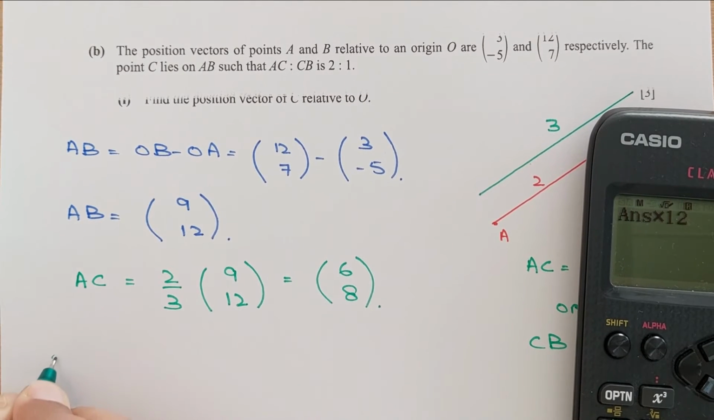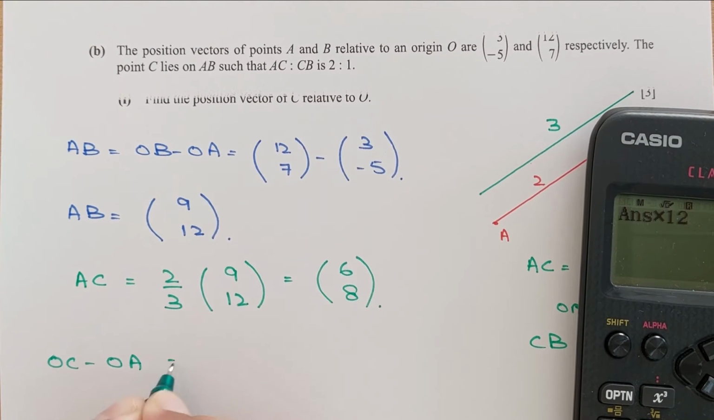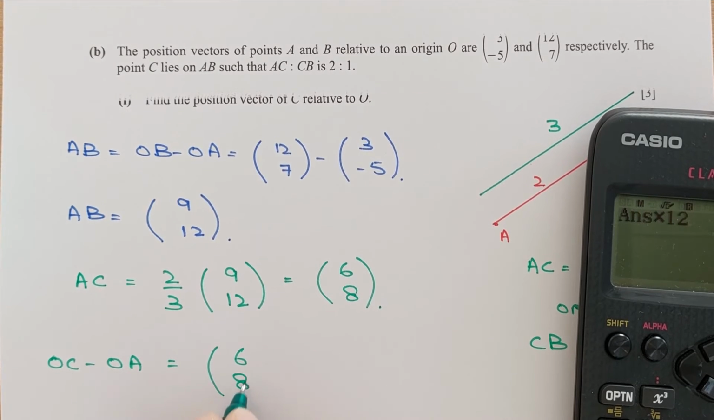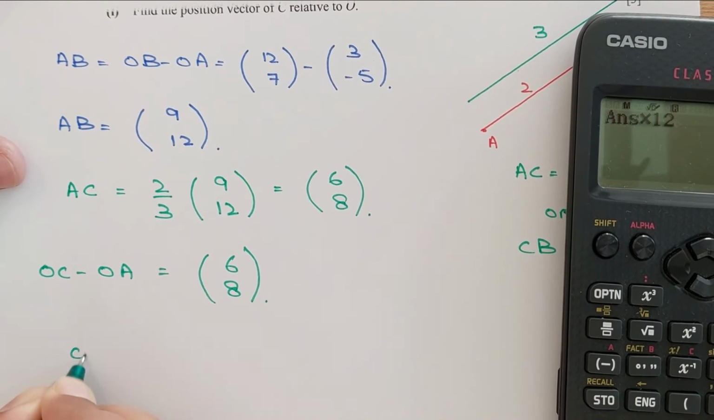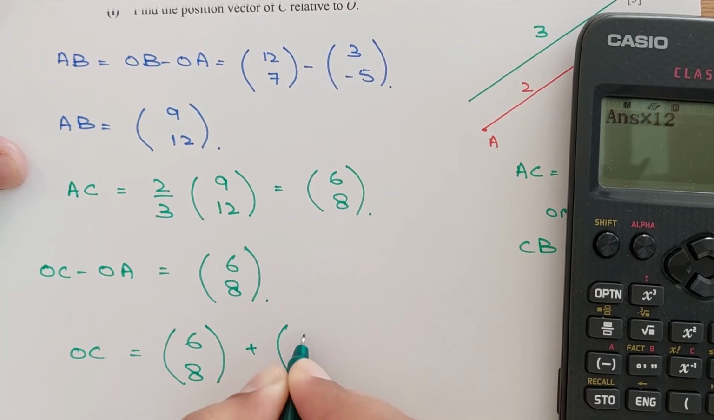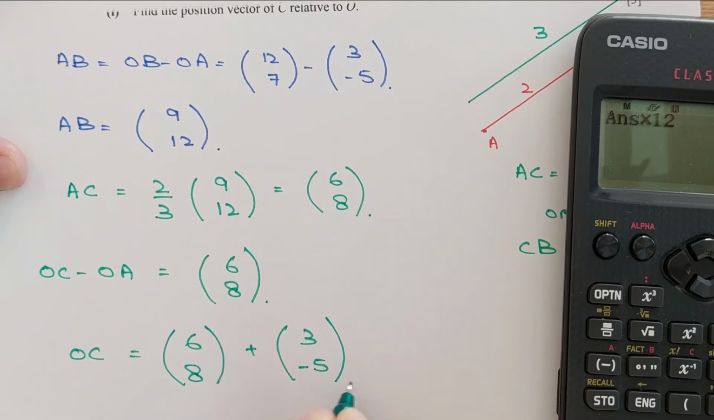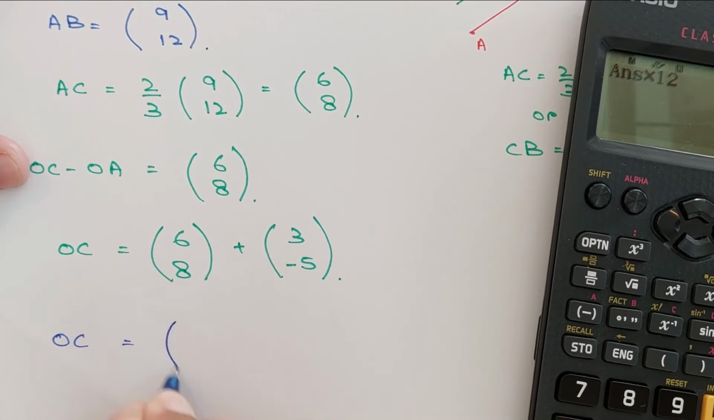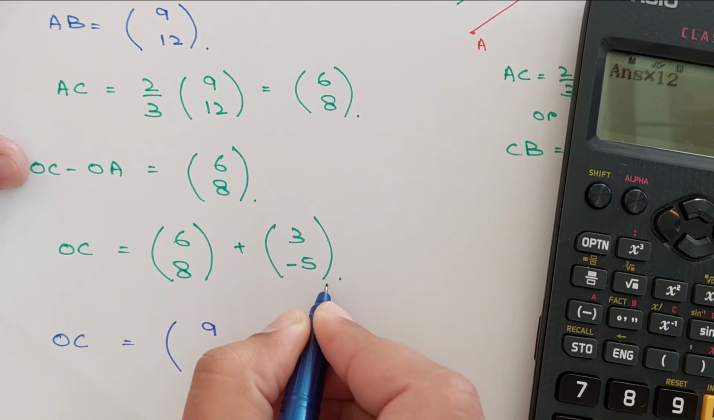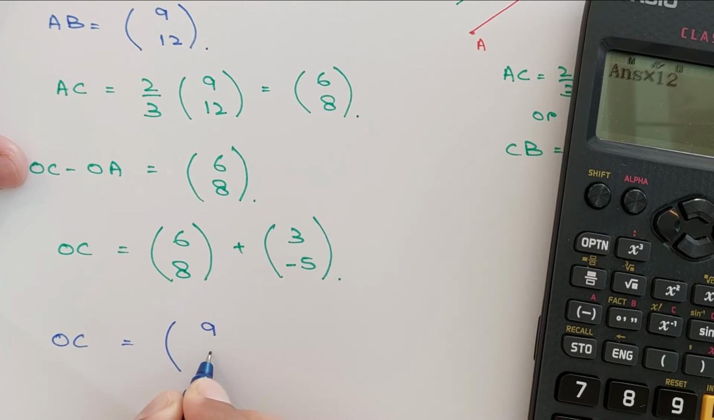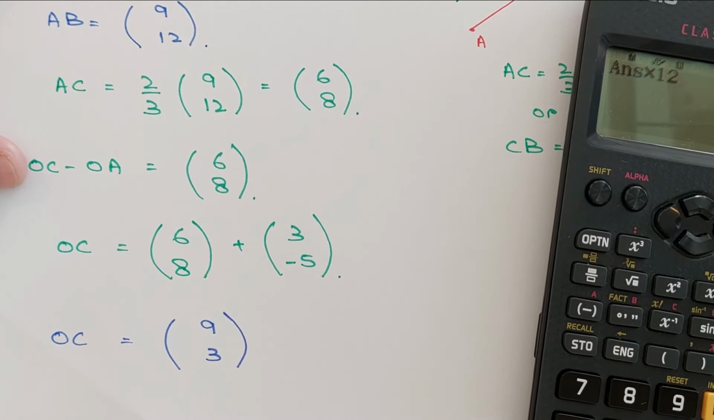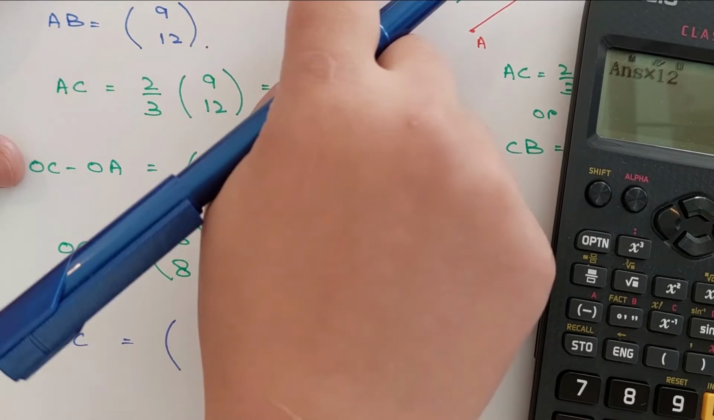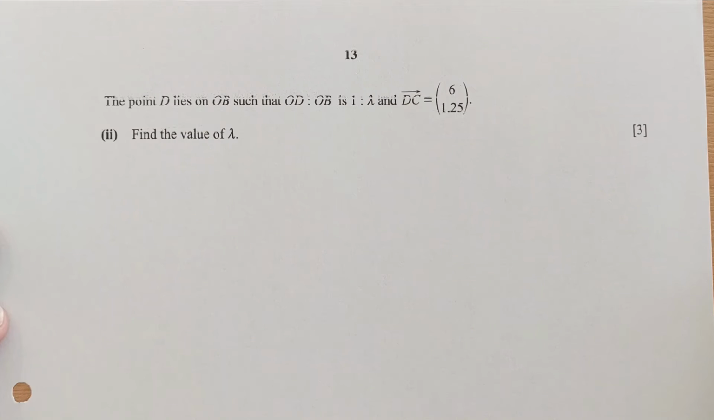Right? Now AC is OC minus OA. This is equal to (6, 8), right? And to solve for OC, we do (6, 8) plus OA. This is (3, minus 5). So we can say OC is equal to 6 plus 3, this is 9, and 8 subtract 5, so 8 minus 5 is 3. So (9, 3) is the position vector of C relative to the origin.